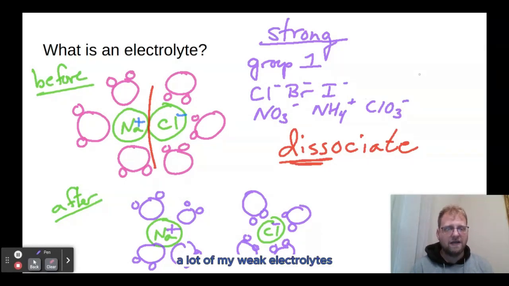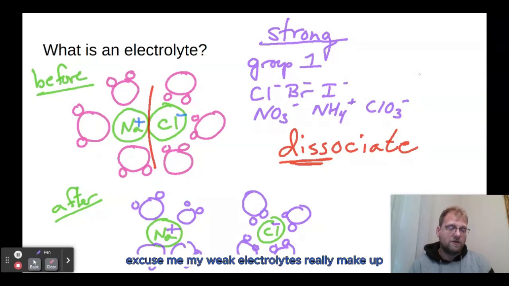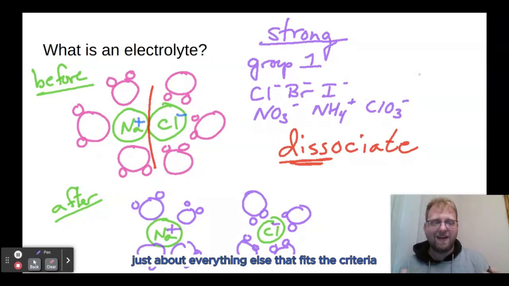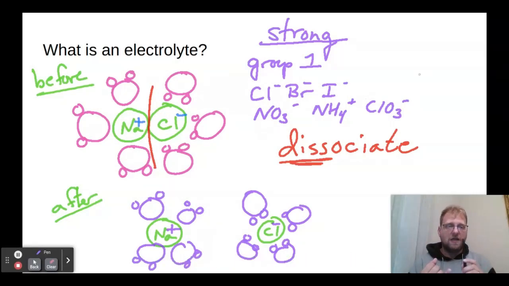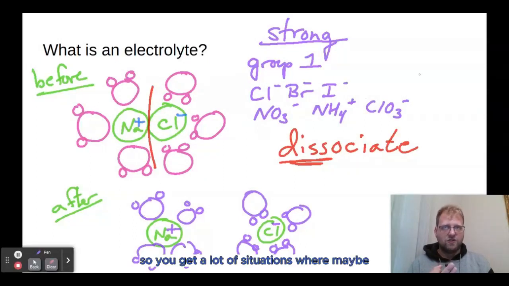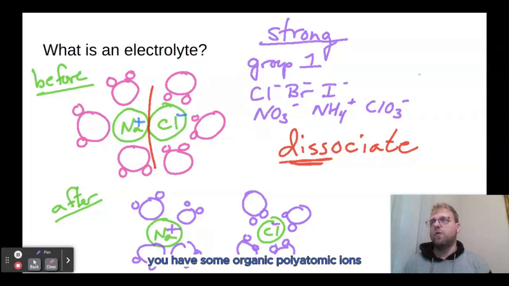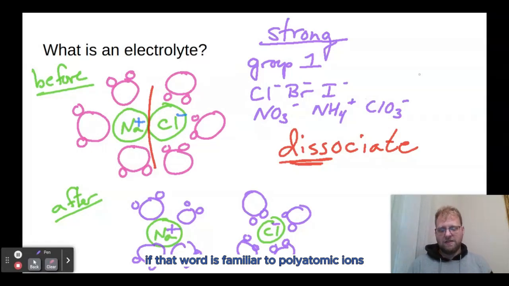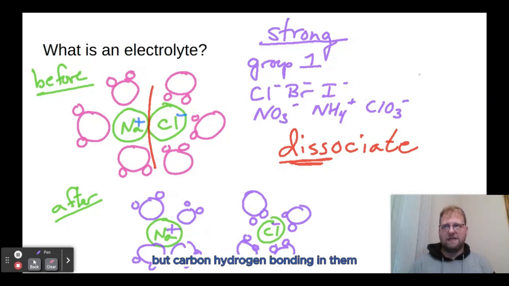A lot of my weak electrolytes really make up just about everything else that fits the criteria on the first screen. Ionic compound, soluble in water, dissociates into ions. So you get a lot of situations where maybe you have some of your transition metals, you have some organic polyatomic ions, if that word is familiar to you, polyatomic ions that contain particularly carbon, but carbon-hydrogen bonding in them. It's very tough to make generalizations there. When you get to acids and bases, the differentiation between strong acids and strong bases and weak acids and weak bases becomes much more important.